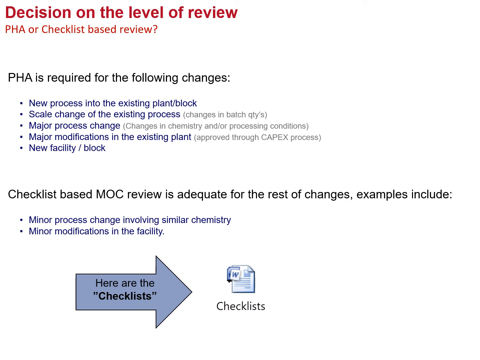Checklist based MOC is adequate for the rest of the changes. Like if at all there are minor changes, we need to develop a MOC checklist where all the general changes are incorporated and verified. Like any electrical changes, whether earthing and bonding is provided or not, plant layout modifications need to be done or not, whether cap walls need to be constructed or not. So these types of small changes need to be incorporated into a checklist and can be used. Like minor process change involving similar chemistry and minor modifications in the facility.